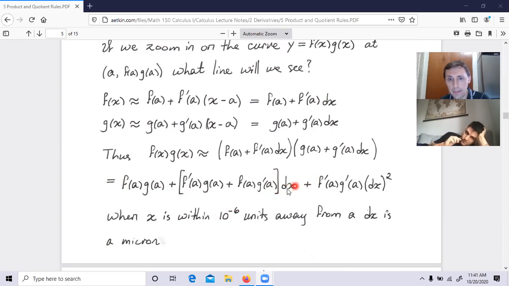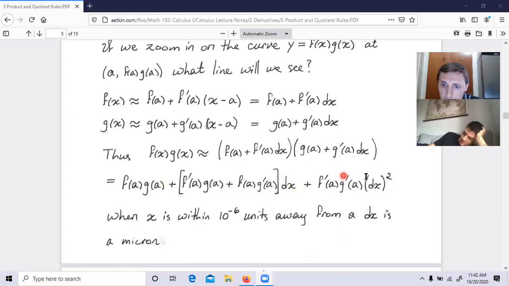Yes, so then I zoom in under magnification of 1,000,000. Under magnification of 1,000,000, 1 micrometer looks like a meter. So this dx, in other words, is going to be the length of the interval where I will be seeing this part of the equation span, the length of 1 meter. It's huge, right? It's bigger than the piece of paper.